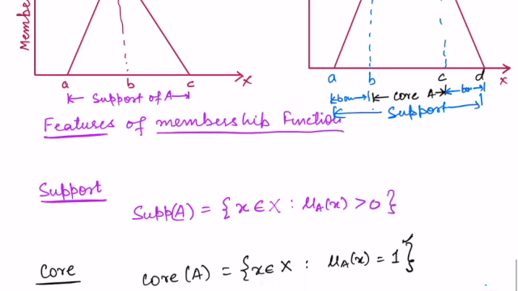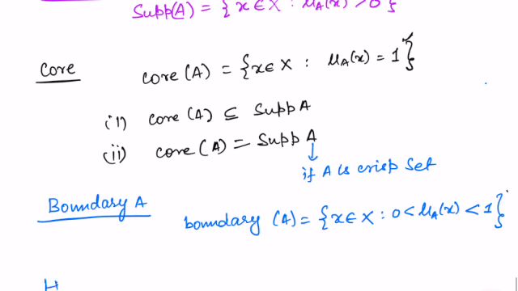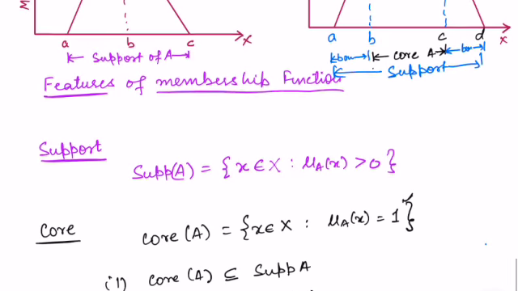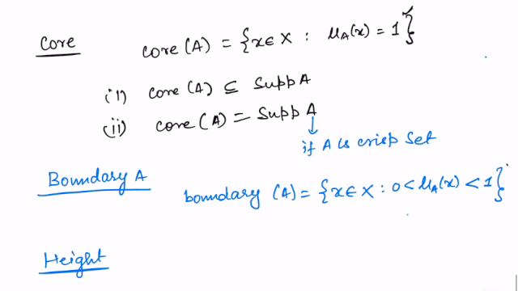Next thing is height. What is the height of a fuzzy set? It is the maximum membership grade, the largest membership value of its members. So we can always write it as the largest membership value.